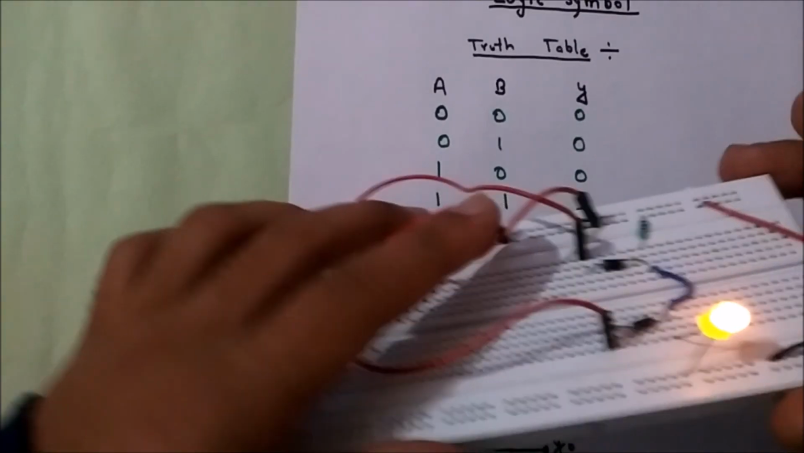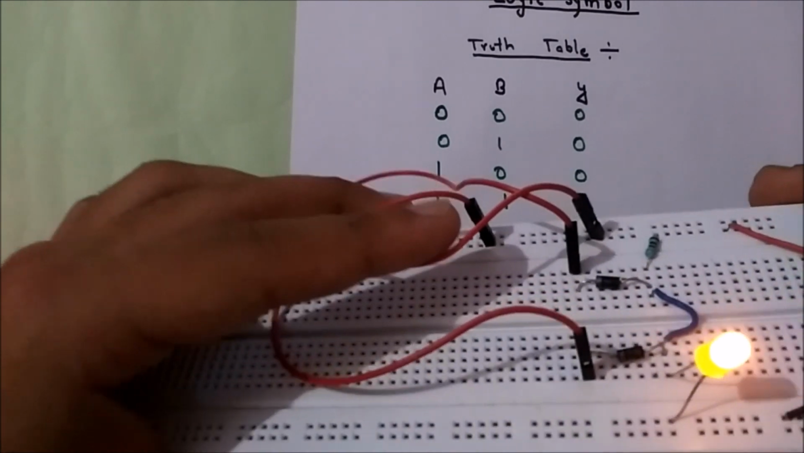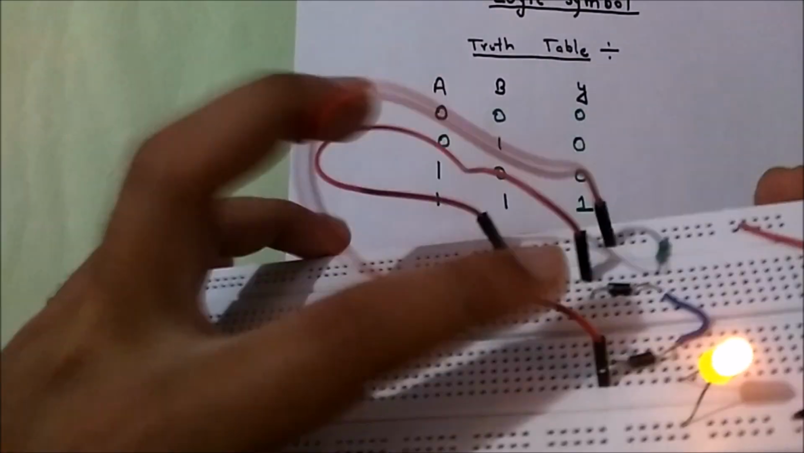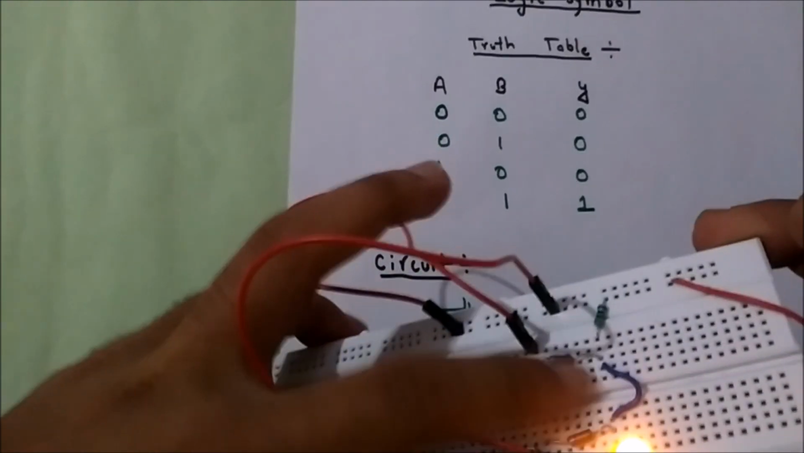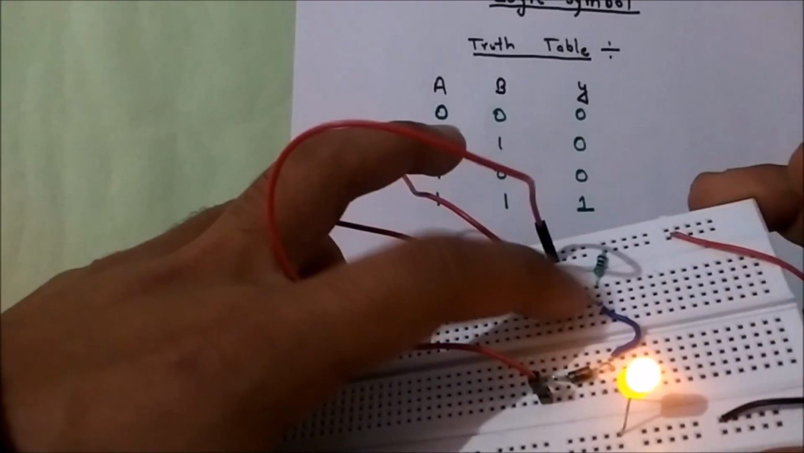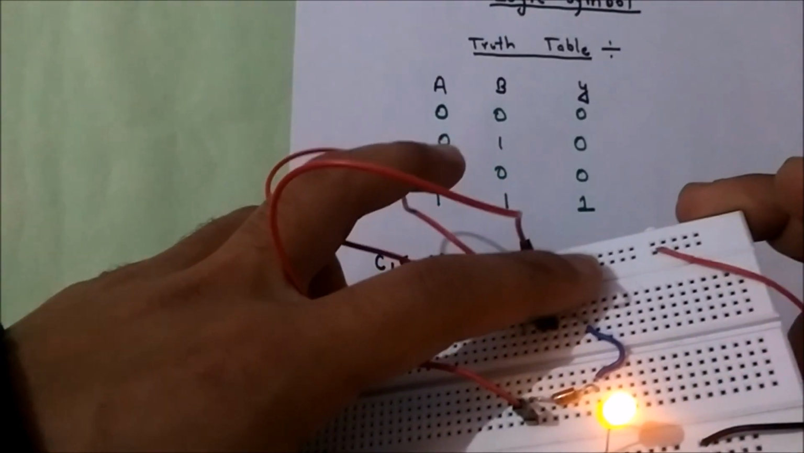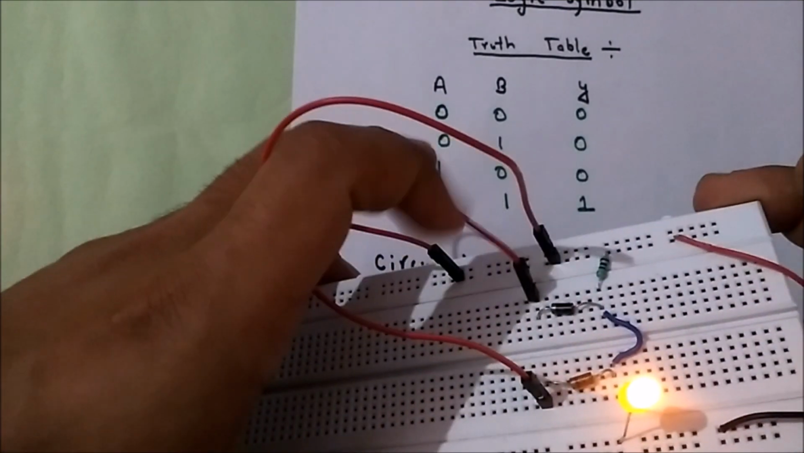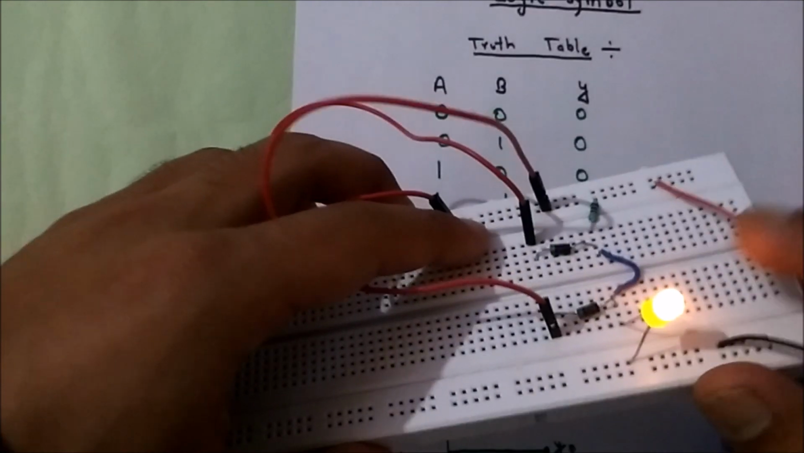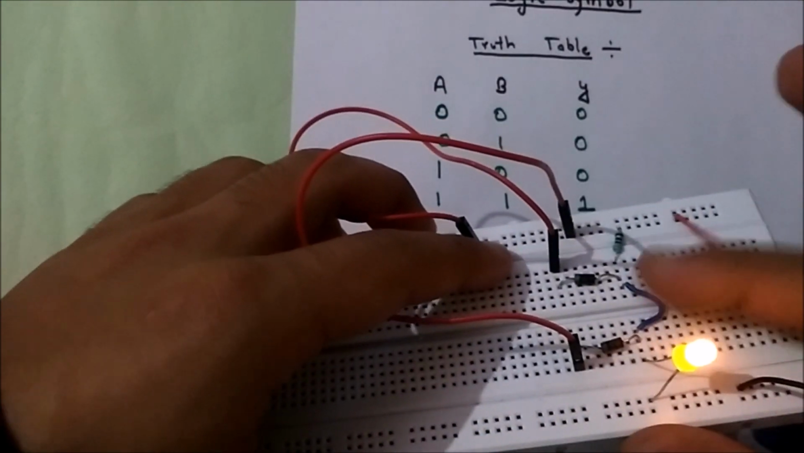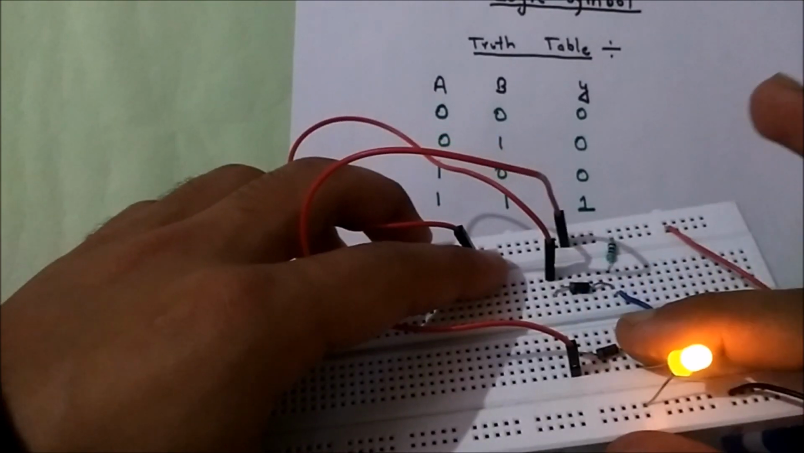This is again the circuit. The N terminals of both diodes are given logics, their P terminals are shorted, and from the P terminal a resistor of 100 kilo ohm is directly connected to the positive terminal of the battery, and from the P terminal the LED is directly connected to ground.